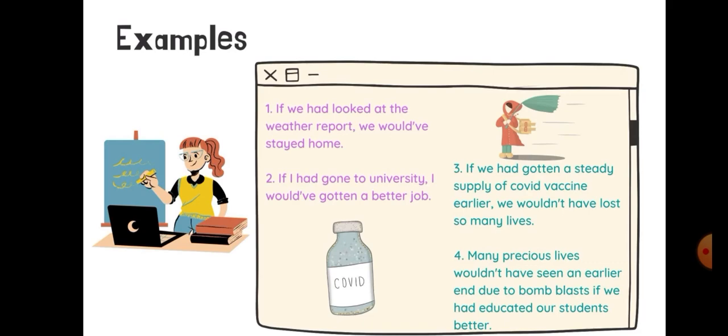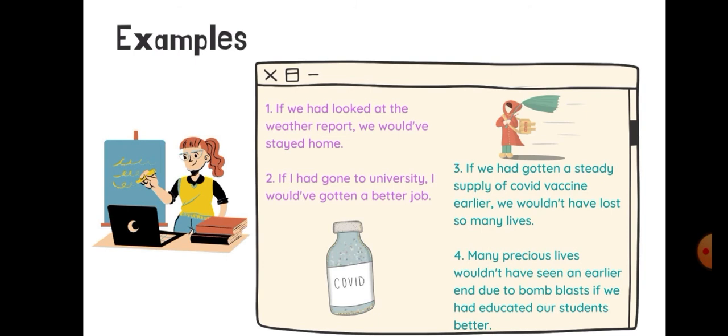Here are some examples of third conditionals. If we had looked at the weather report, we would have stayed home. Here the past has already happened, but we wish to change that. That if we had already watched the weather report, we could have stayed home. Second, if I had gone to university, I would have gotten a better job. Here, I did not go to university, and that is something I regret doing.